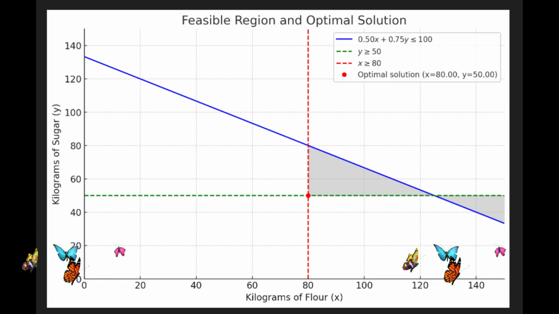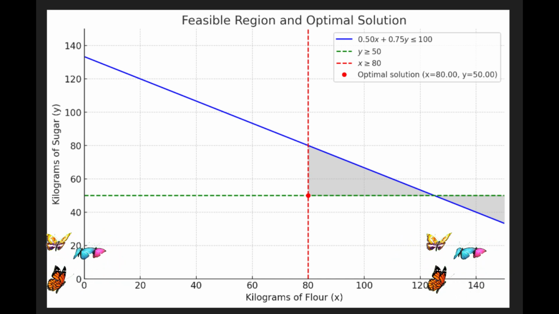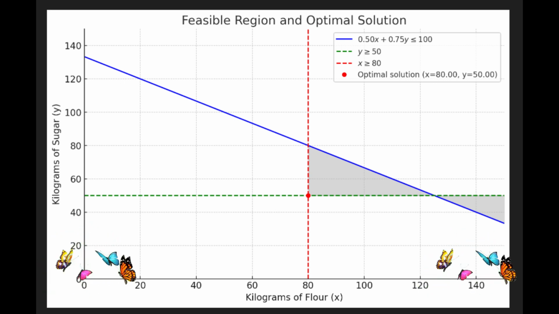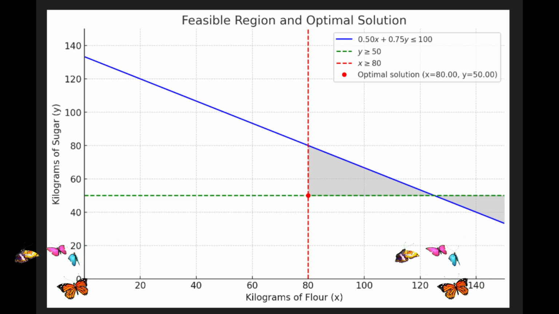It represents the optimal solution where the bakery should purchase 80 kilograms of flour and 50 kilograms of sugar. So this combination minimizes the total cost while satisfying all constraints. In this example, we learned how we can create and solve an objective function for a real life problem using linear programming. You can do this by defining the problem, identifying the decision variables, formulating the objective function, and then adding constraints, and then we are able to find the optimal solution.